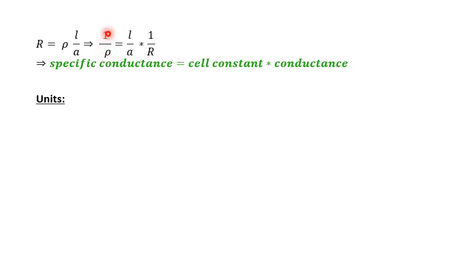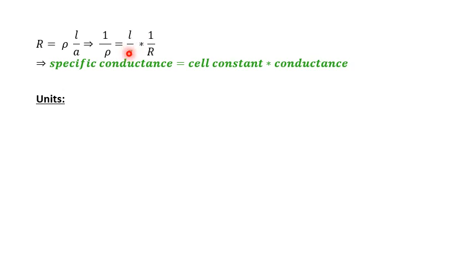So the reciprocal of the specific resistance is called specific conductance. L by A is called cell constant, and 1 by R, R is the resistance, the reciprocal of the resistance, is conductance. This is a very important relation. Dear students, you should learn this relation by heart: specific conductance, or conductivity, equals the cell constant into conductance. In this, the cell constant L by A is very important.